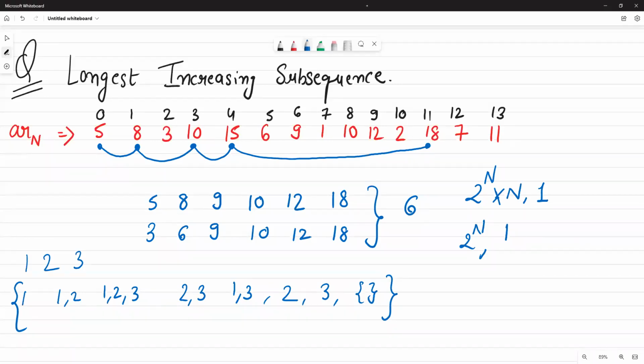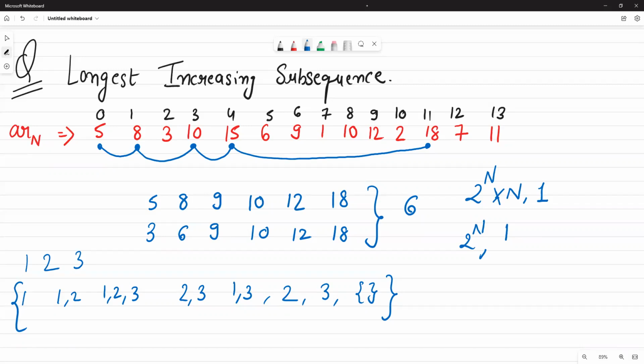Ma'am, 2 to the power n comma 1. 1, what does it mean? Space complexity. Space complexity. Okay. Yep. Clear, everyone? Yes, no, anything?